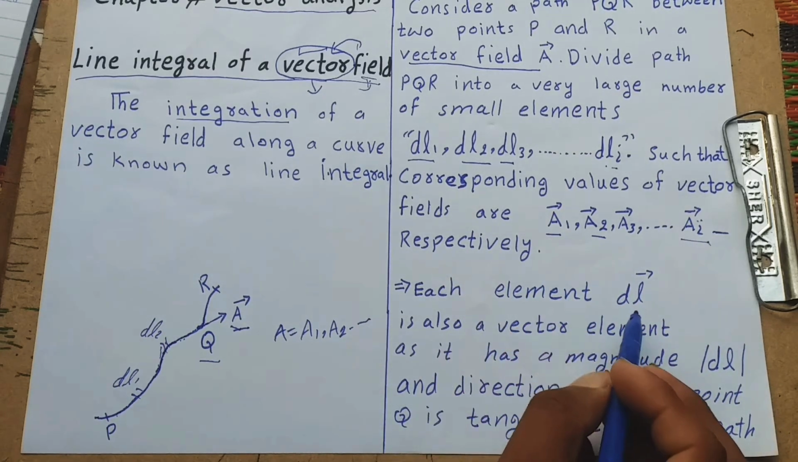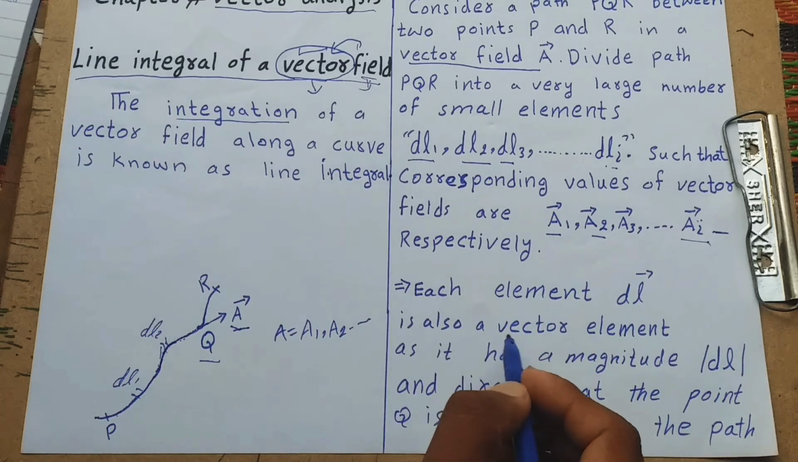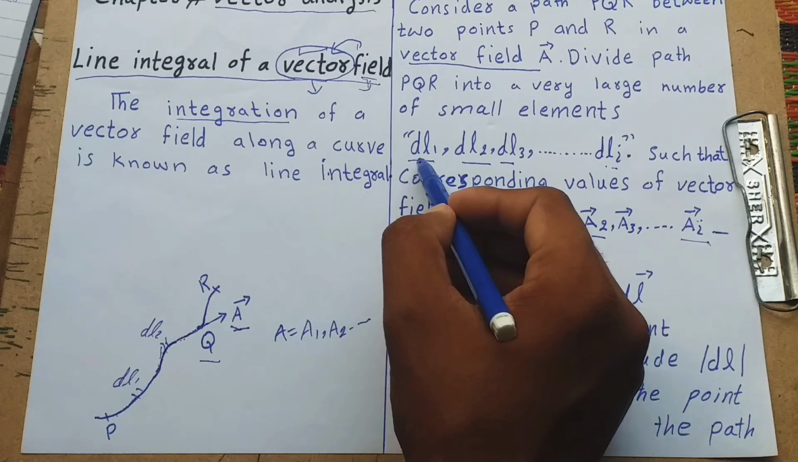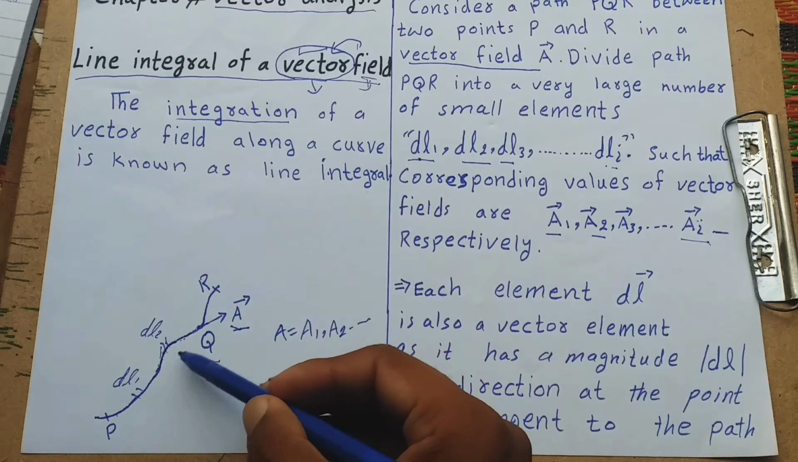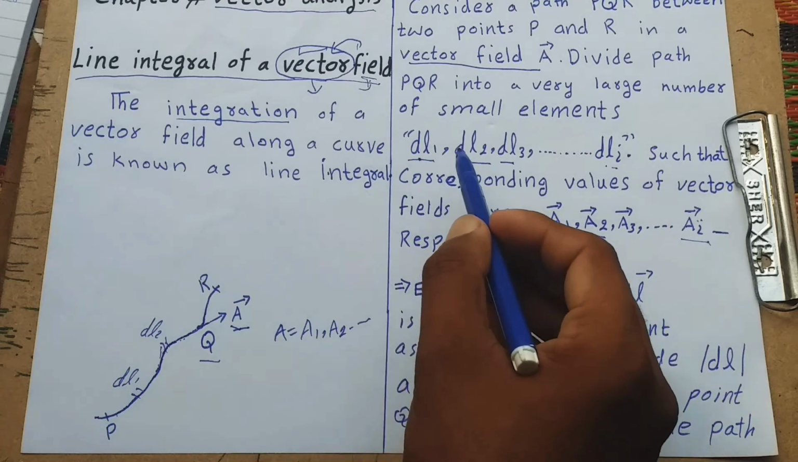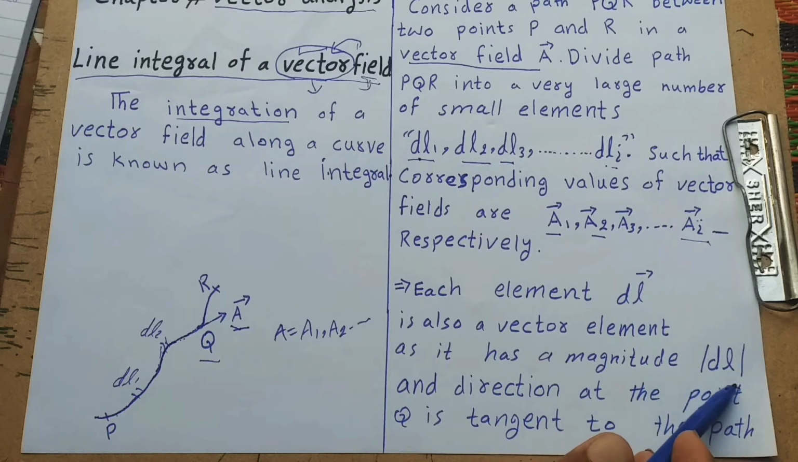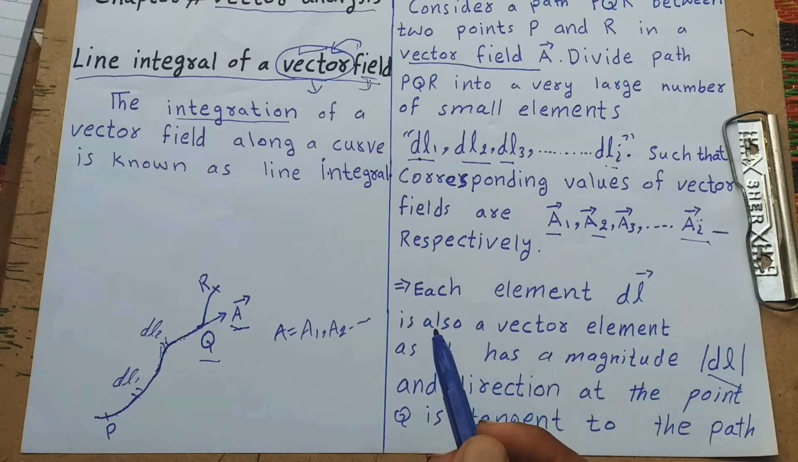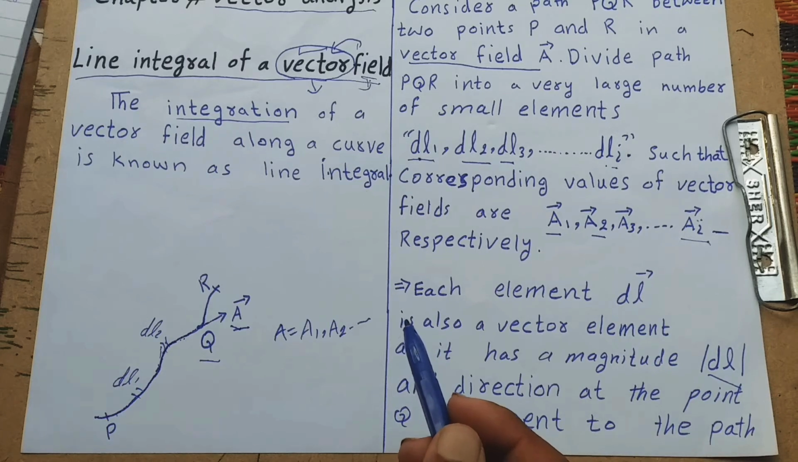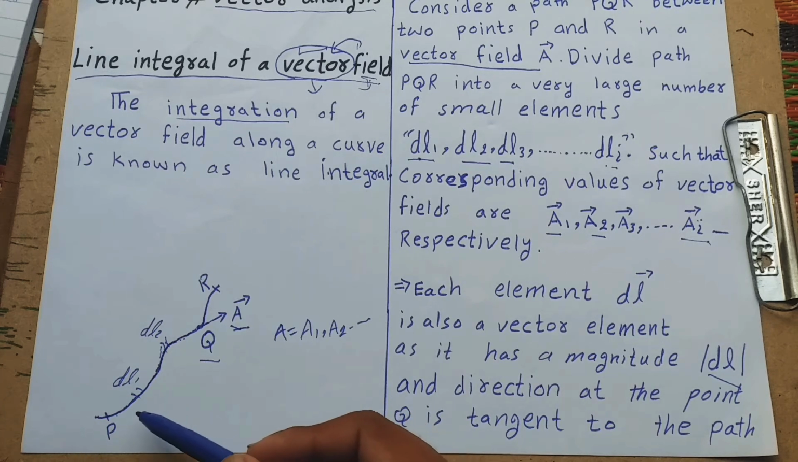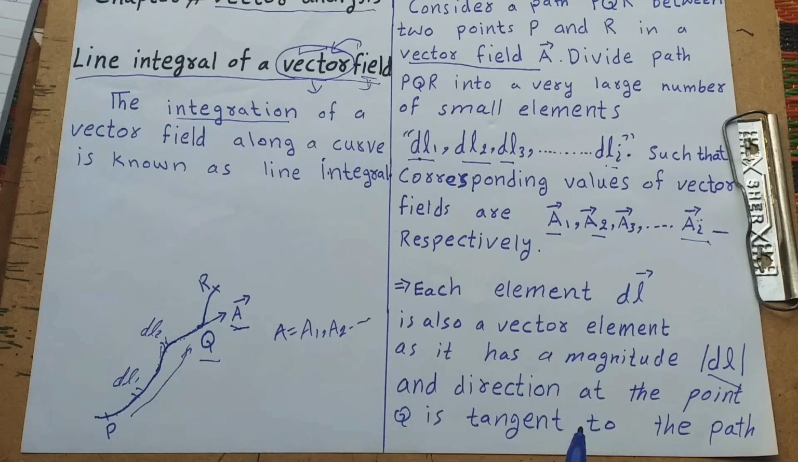Each element dl1 is also a vector element, a part of the total path, and it has a magnitude dl. Why do we take magnitude? It means we only consider the positive value, not the negative value. And the direction at the point Q is along the tangent.